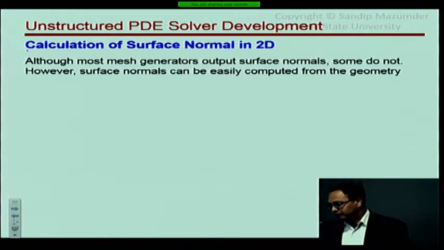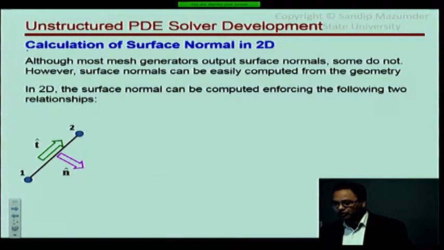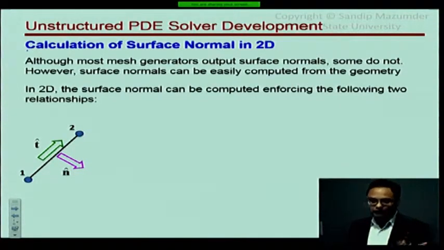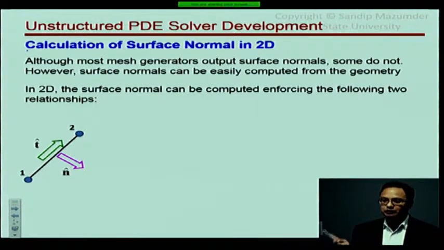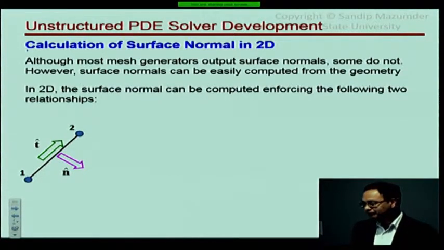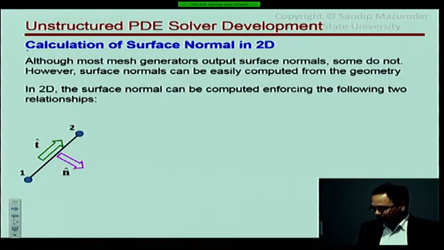All right, now let's talk about surface normals. So calculation of surface normals in 2D, again we are looking at essentially an edge and a surface normal to that edge. Okay, now most mesh generators will already give you that, as I mentioned in the last class, and they will generally point the surface normal from cell 1 to cell 2. Okay, whichever one they are calling 1 and 2. But let's say they don't give you the surface normal information, then you have to compute it.